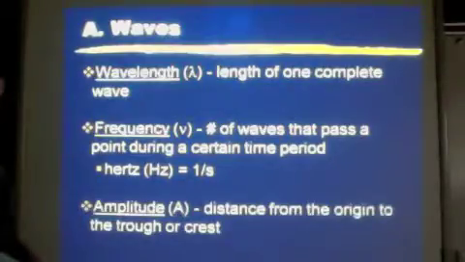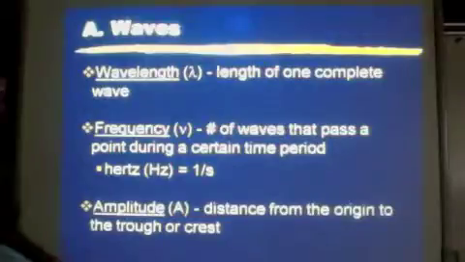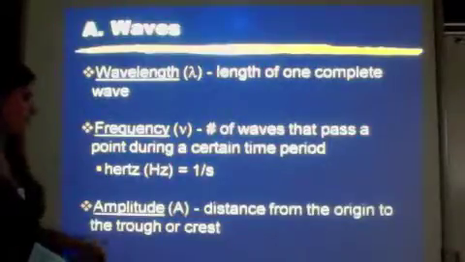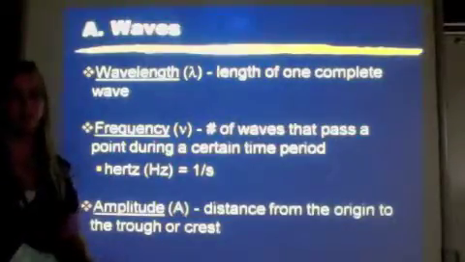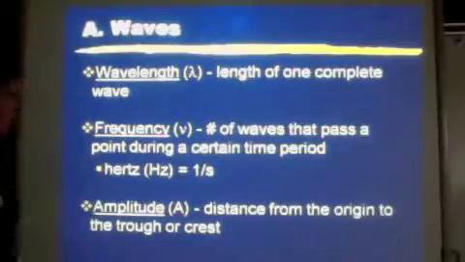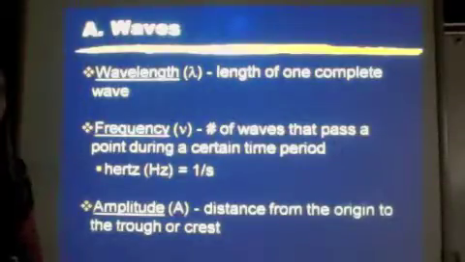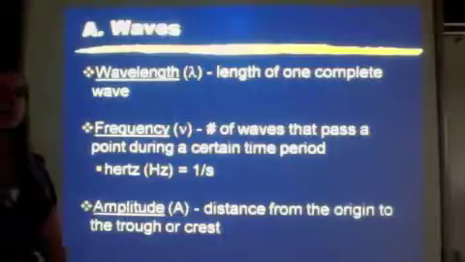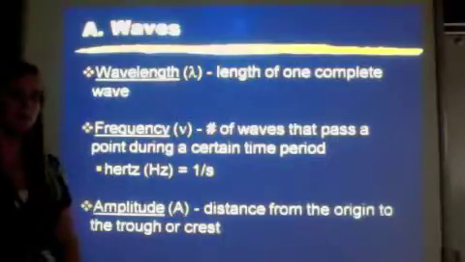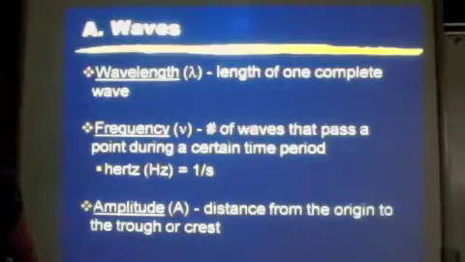Then we have amplitude. It is the distance from the origin to the trough or the crest. In just a second, I'm going to show you what a trough and crest is. We're not actually going to do any calculations with this, but if you do take Chem 2 or any upper level science, you will have to do calculations.